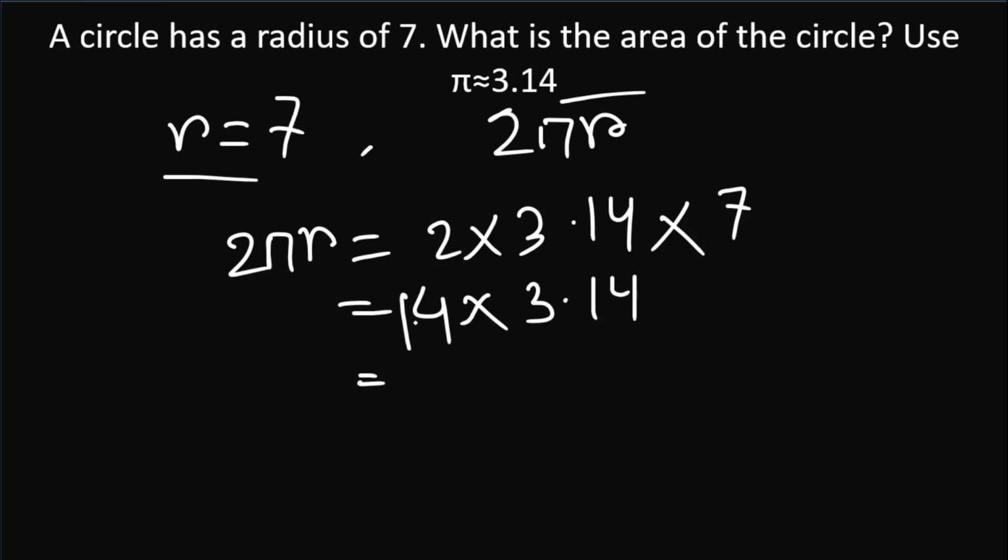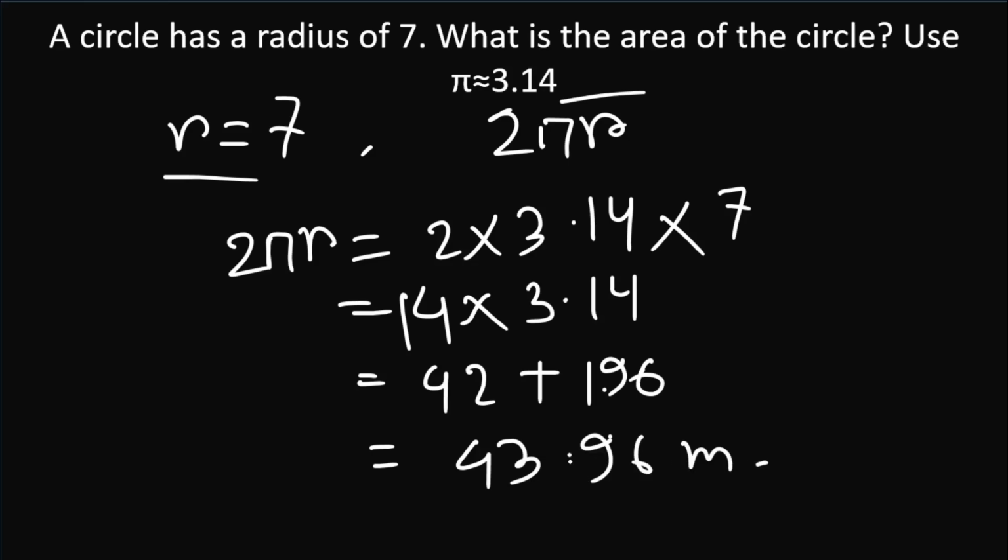So 3 times 14 equals 42, plus here we need to multiply with 4 times 14. So 4 times 14 equals 56. Here 6 will come, and 5 is a carry for the next digit. And 14 times 1 plus 5, so 14 plus 5 equals 9. So here we need to put it, so it's 43.96 meter.